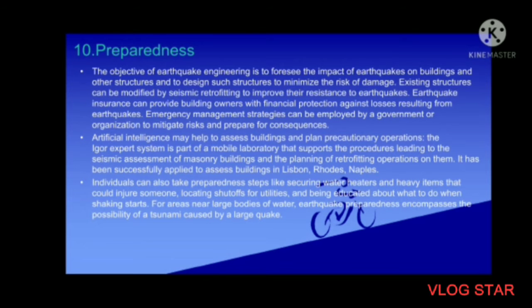The objective of earthquake engineering is to foresee the impact of earthquakes on buildings and other structures and to design such structures to minimize the risk of damage. Existing structures can be modified by seismic retrofitting to improve their resistance to earthquakes. Earthquake insurance can provide building owners with financial protection against losses resulting from earthquakes. Emergency management strategies can be employed by the government or organizations to mitigate risks and prepare for consequences.